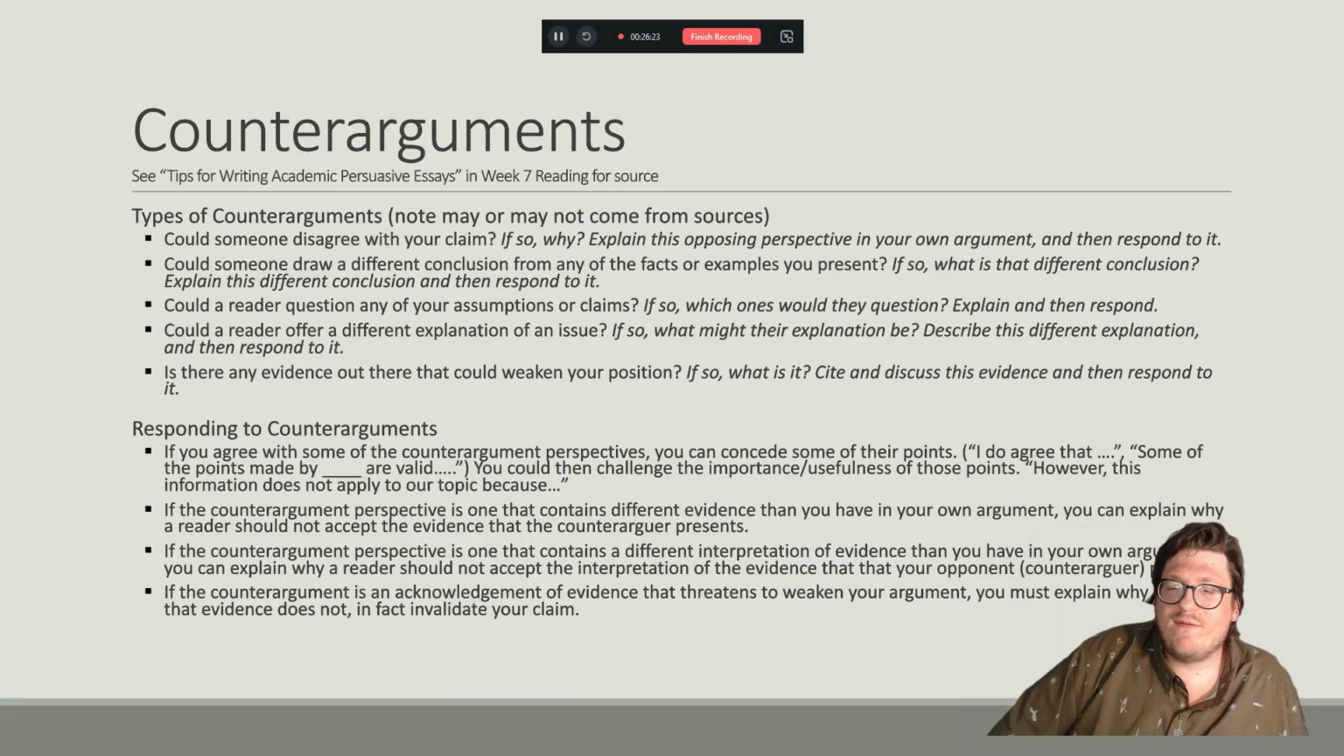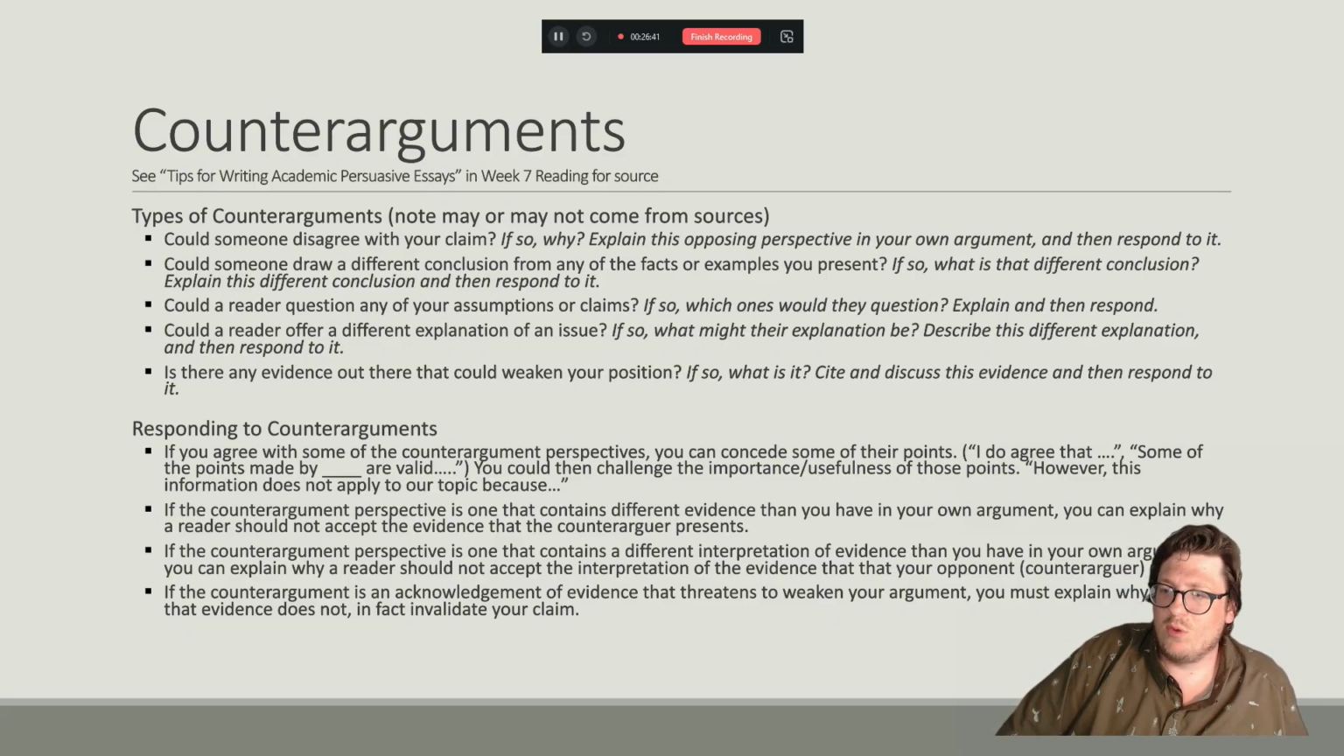Could a reader offer a different explanation of an issue? If so, what might their explanation be? Describe the different explanation and then respond to it. Is there any evidence out there that could weaken your position? If so, what is it? Cite this and then discuss the evidence and respond to it.